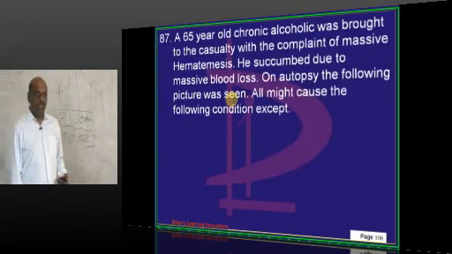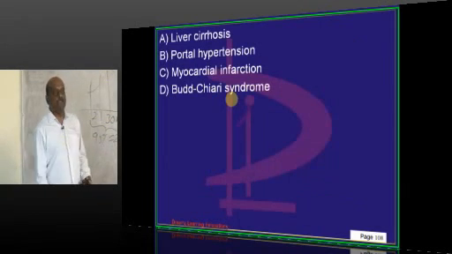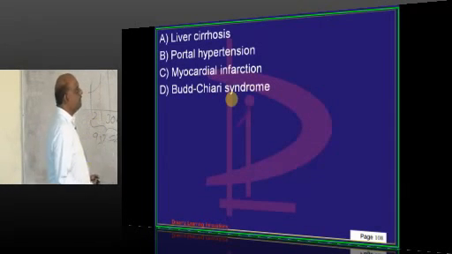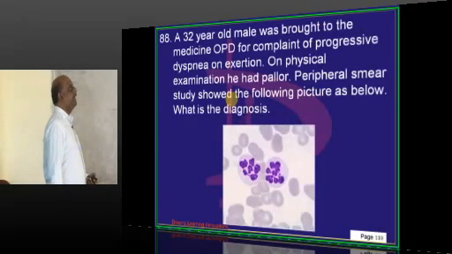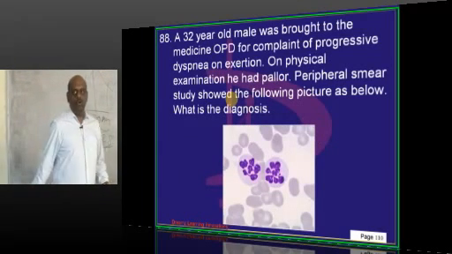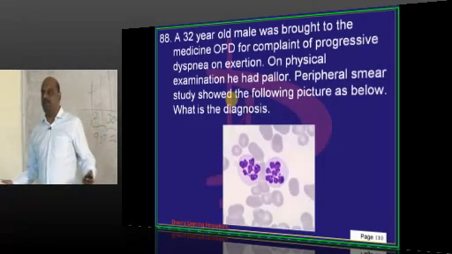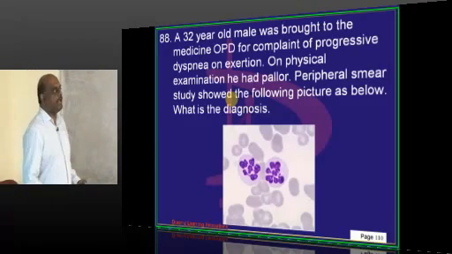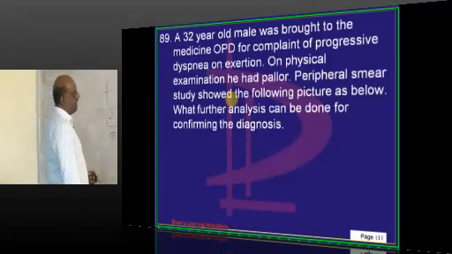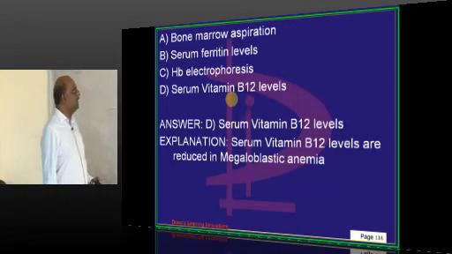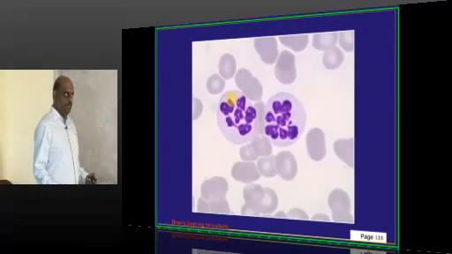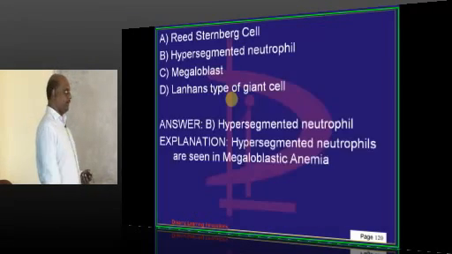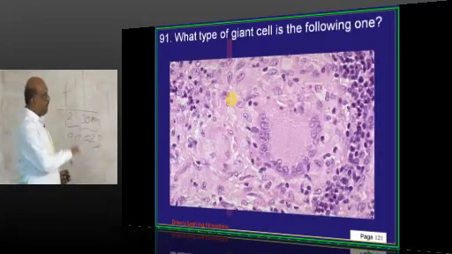The next question is, what leads to development of esophageal varices? Cirrhosis, portal hypertension, Budd-Chiari syndrome, any of them can cause but not myocardial infarction. Now, a 32-year-old peripheral smear is showing hypersegmented neutrophils, which are typically seen in the case of megaloblastic anemia. So, in the next question, how do you want to evaluate it? Serum vitamin B12. And what is the cell which is being shown? Hypersegmented neutrophil.